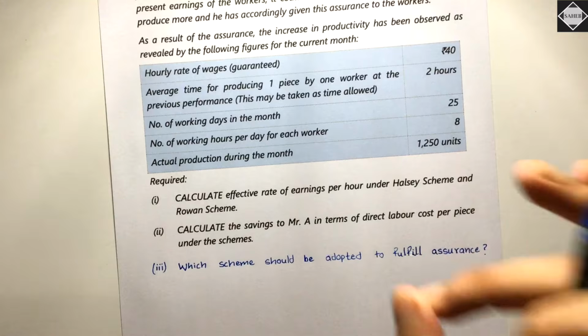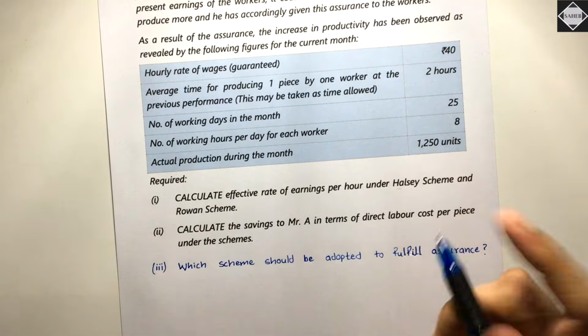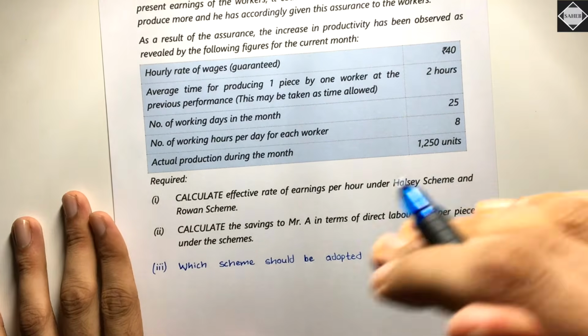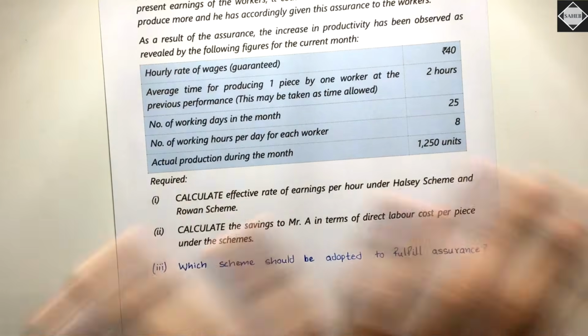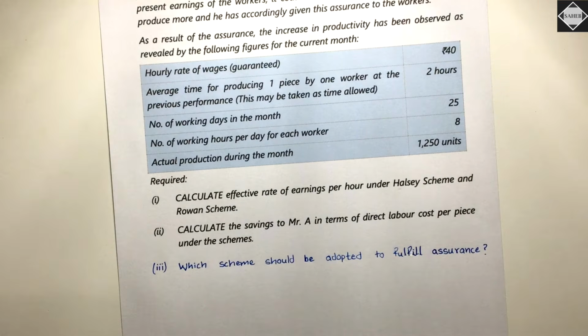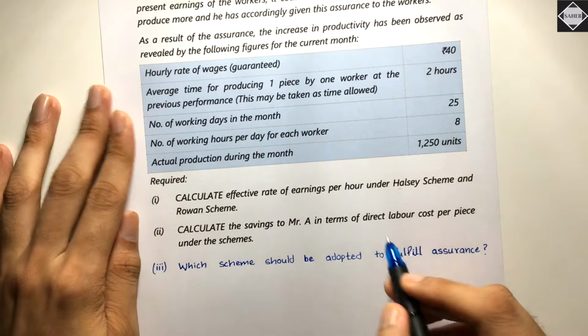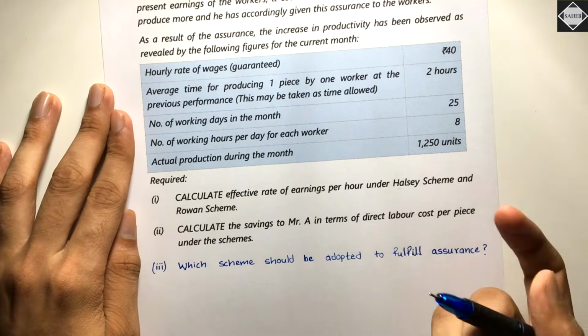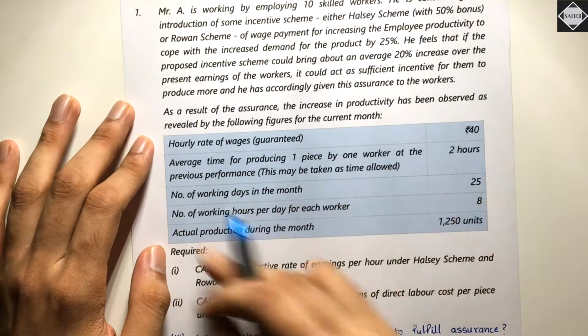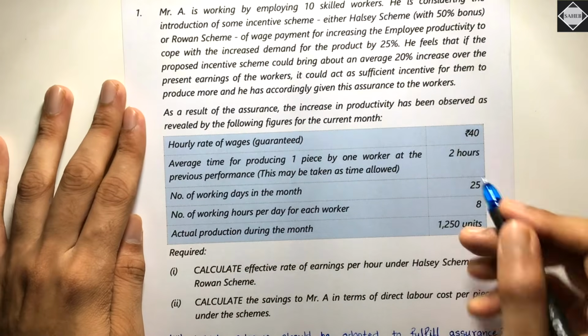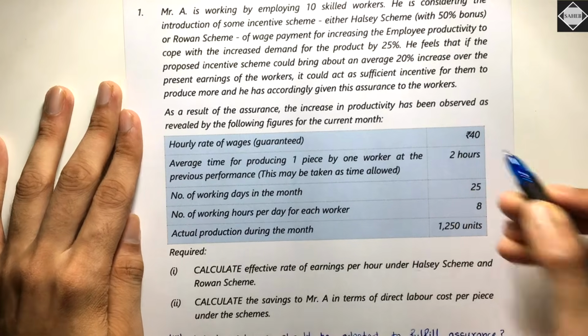So first you need the direct labor cost per piece currently, without Halsey and Rowan. That is what you need first. How will you calculate that? It's really simple. Direct labor cost, they are saying. What is your labor cost over here? Direct labor cost in the question, if you see, this 40 rupees.